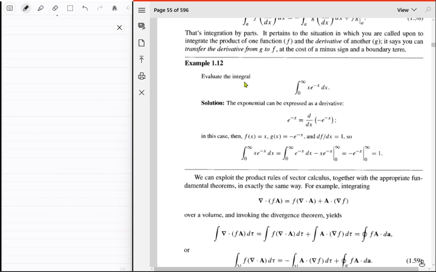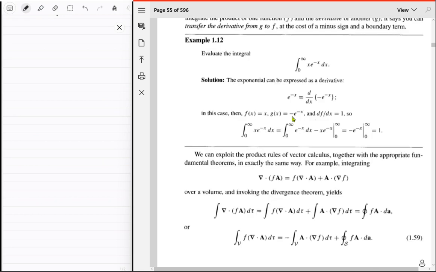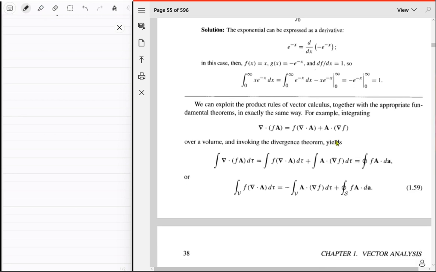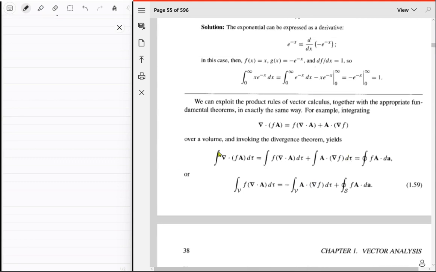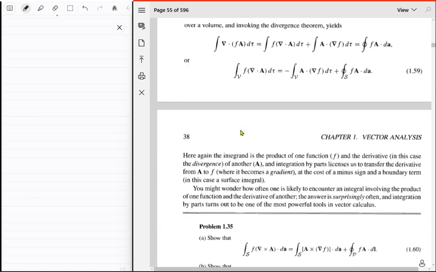Oh, this is an example. I thought it was something else. Okay, next. Well, this is new. I never thought about this. Integration by parts in multivariable calculus, huh? Okay, this is something I've never seen.